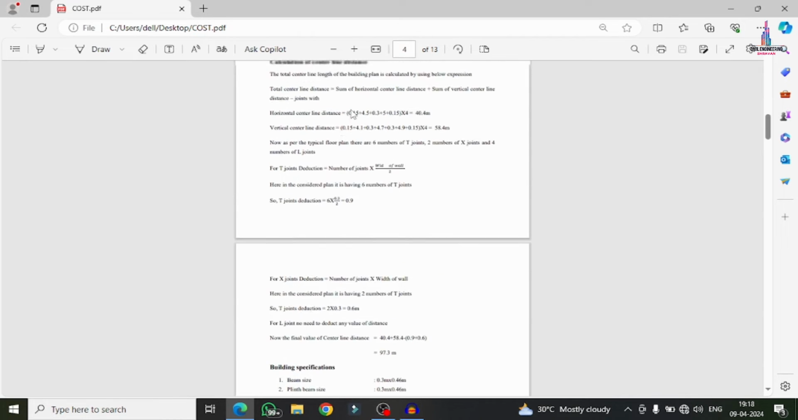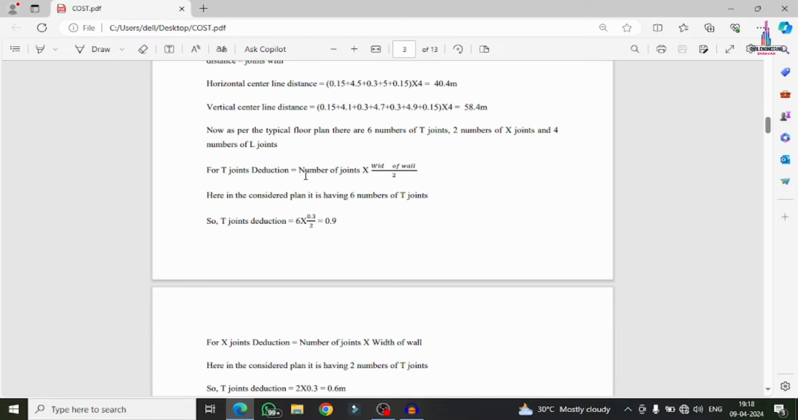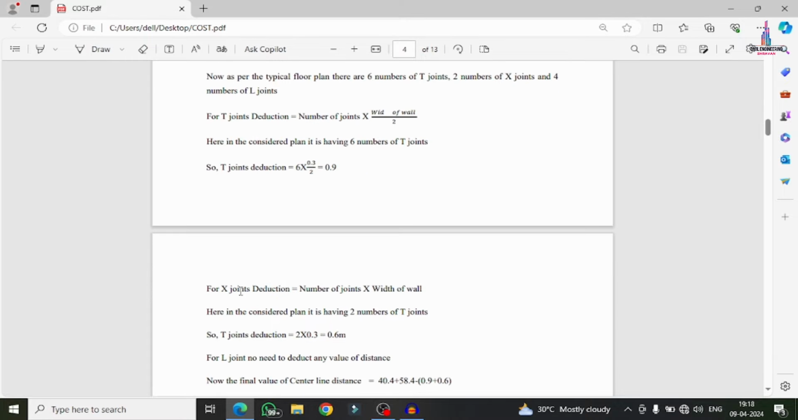Now we can see here, for the T joints, the formula is number of joints into width of the wall by 2. So here, as per our consideration, we have 6 T joints, 6 into 0.3 by 2, which is 0.9 here. For the X joint, the number of joints is 2 here, 2 multiplied by 0.3, which equals 0.6. For the L joint, no need to deduct any value for this particular distance.